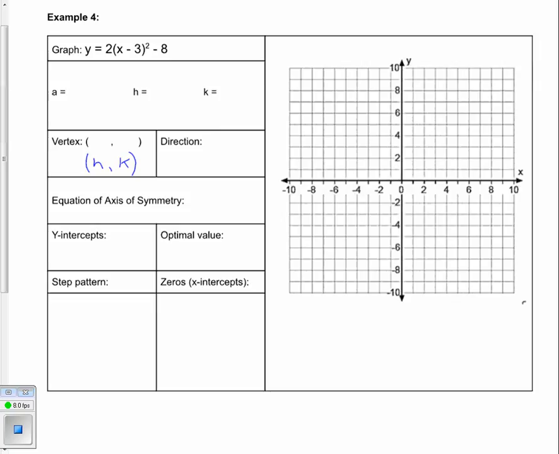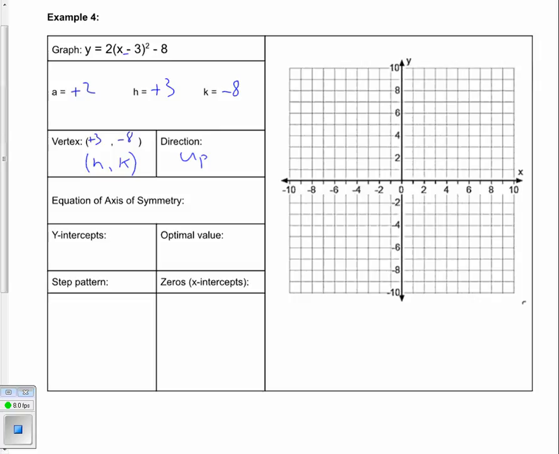We want to know what the h, k or a, h, k values are. So the a value is positive 2. The h value, again, it's the opposite of what the sign is, so the h value here is positive 3, and the k value is negative 8. Okay, because the a value is positive, the direction of this particular graph is going to go up. So it's an upward facing graph. The vertex is at (h, k), and since the h value is positive 3, and the k value is negative 8, that just happens to be where our vertex is.